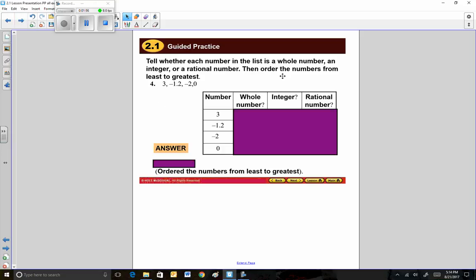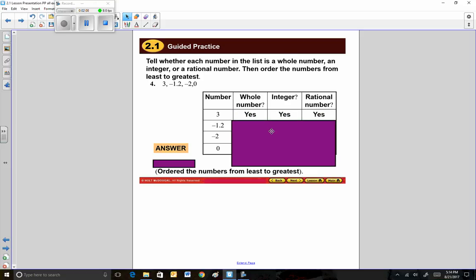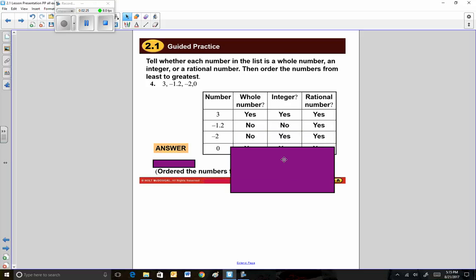Tell whether each number in the list is a whole number, an integer, or a rational number. We already practiced this last time, but let's just take a look real quick. 3, is it a whole number? Sure, yes. Integer? Yes. Rational number? Yes. Negative 1.2, whole number? No. Integer? No. Rational number? Yes. Okay, and then negative 2, we have a whole number? No, but an integer? Yes. Rational number? Yes. And then 0, of course, is yes to everything. It is a whole number, an integer, and a rational.